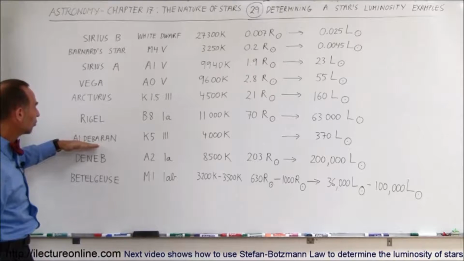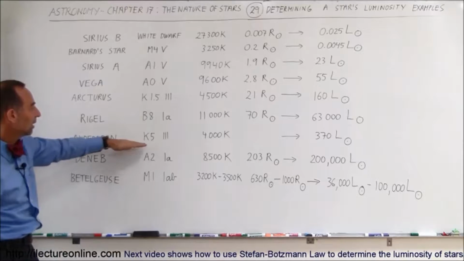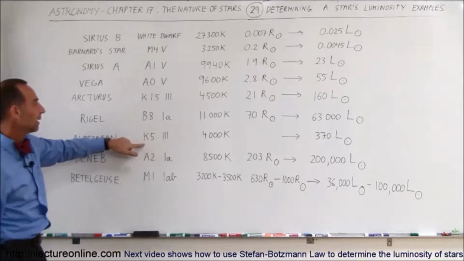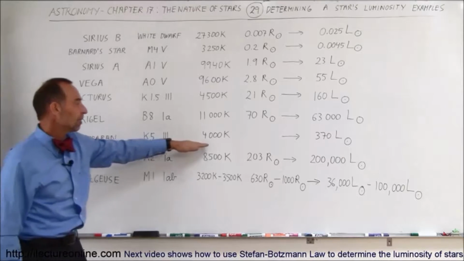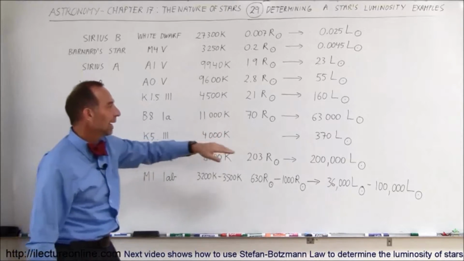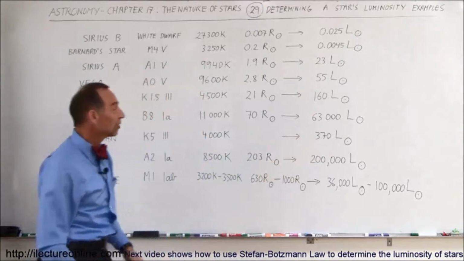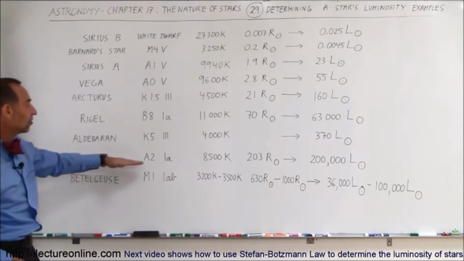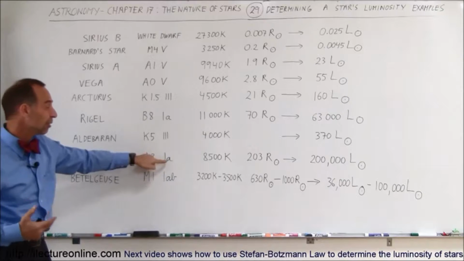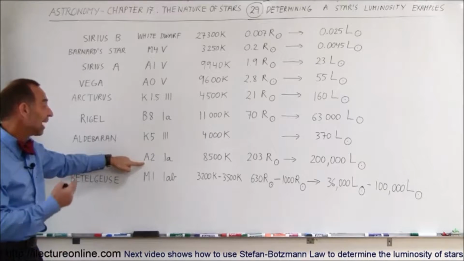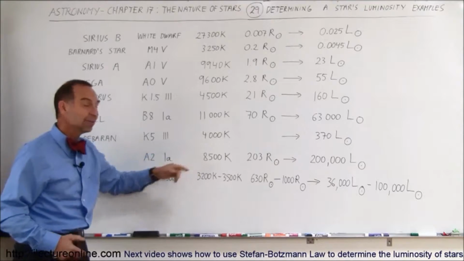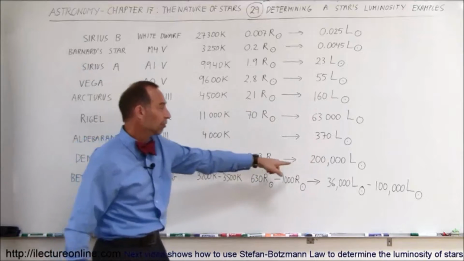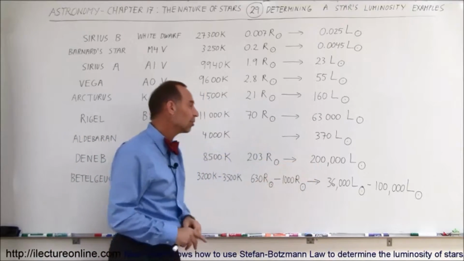Aldebaran is a star that's pretty close to Orion, K5. So here we have, again, a red giant. K5 means it has a lower surface temperature. I didn't get the radius on that star, and the luminosity for that red giant is 370 times the luminosity of the sun. Deneb is a very bright star. It's an A2 1A. 1A means it's a very luminous giant. A2 means it has a very high surface temperature, about 8,500 Kelvin. It is an enormous star in size. It's 203 times the radius of the sun, and therefore has a luminosity of about 200,000 times the luminosity of the sun.